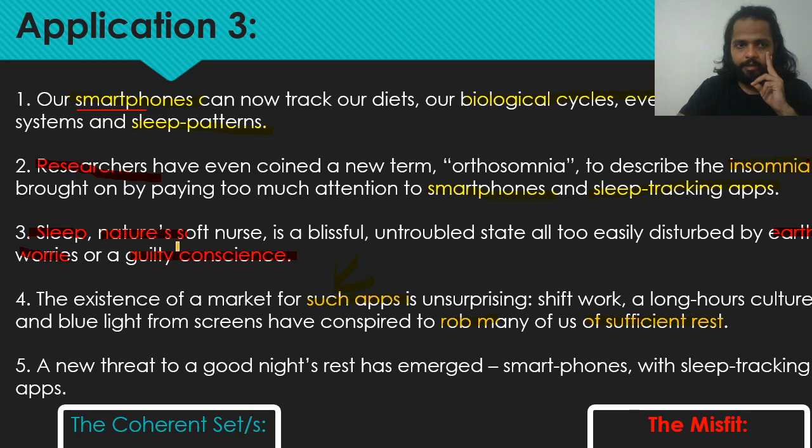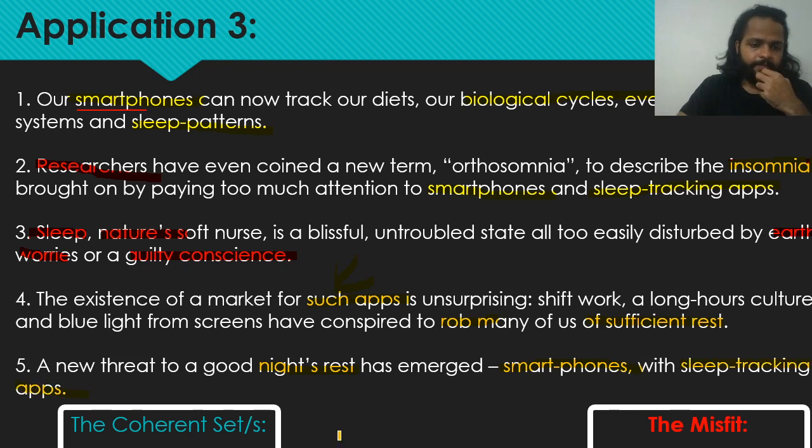I'm letting the red ones be only things that do not match or are not common in other sentences. So the insomnia is common in this sentence as well, so I've remarked it as yellow. Market for such apps, and apps is there, right? Yeah, it's here as well as here. So next, let's look at this. A new threat to a good night's rest has emerged. So again, we are quite concerned about good night's rest, right? And a threat has emerged, which is smartphones with sleep tracking apps, right?